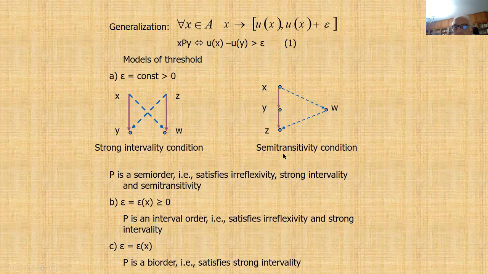Semi-transitivity condition. You remember the condition of negative transitivity, what it was. If X is better than Y, then for any W, either X is better than W or W is better than Y. Otherwise, we have a violation of negative transitivity. It is a generalization of this very condition, saying that if I have X is better than Y and Y is better than Z, then for any W, I have to have either X more preferable than W or W better than Z.